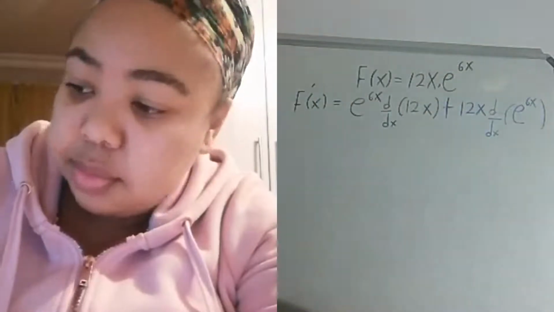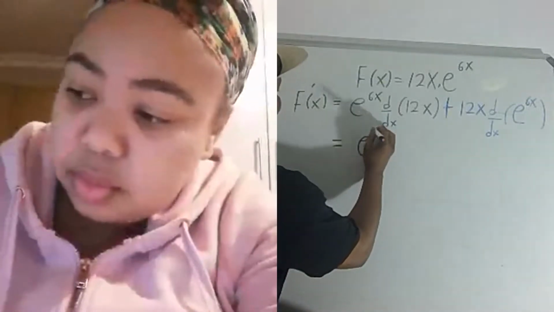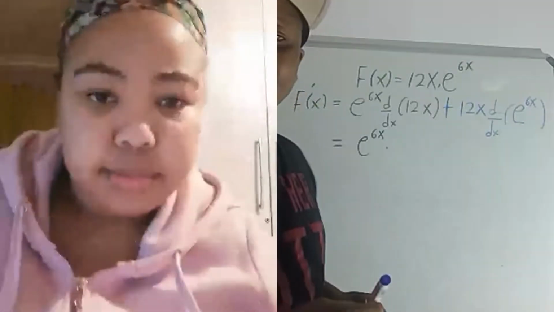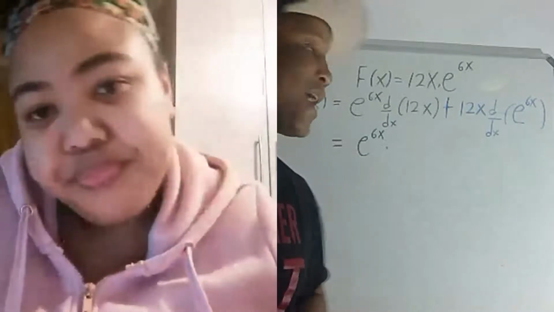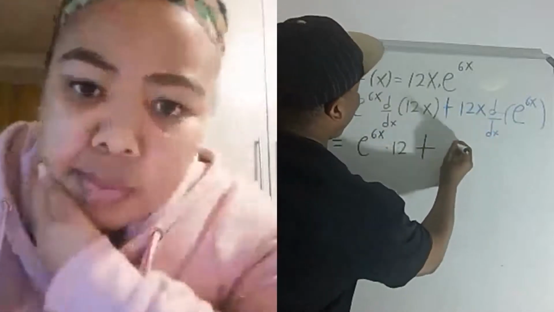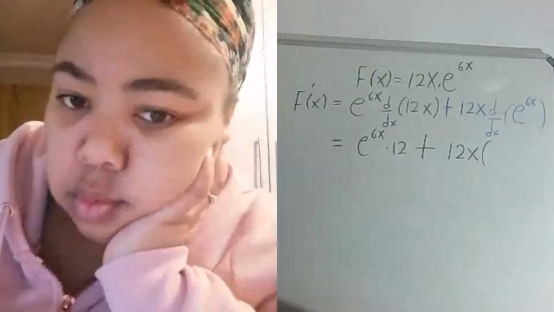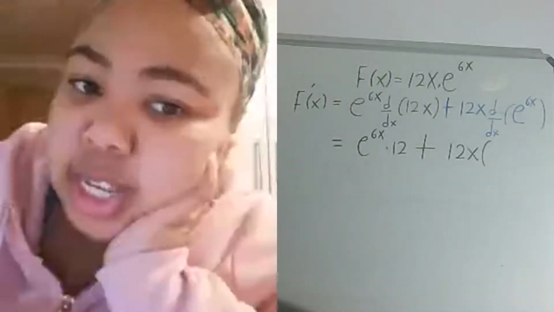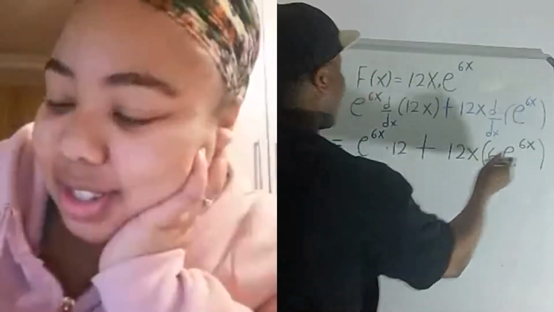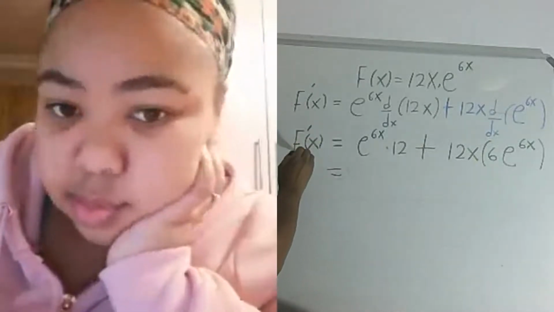Now we go. So then we say here, this is e^6x. Here, when I differentiate 12x, we get 12. So on the left is 12. Plus, we have a 12x. I'm going to put my little bracket. When you differentiate e^6x, what do we get? We get 6e^6x. I think this is actually way easier. So we will say prime. Remember now we differentiate the prime.